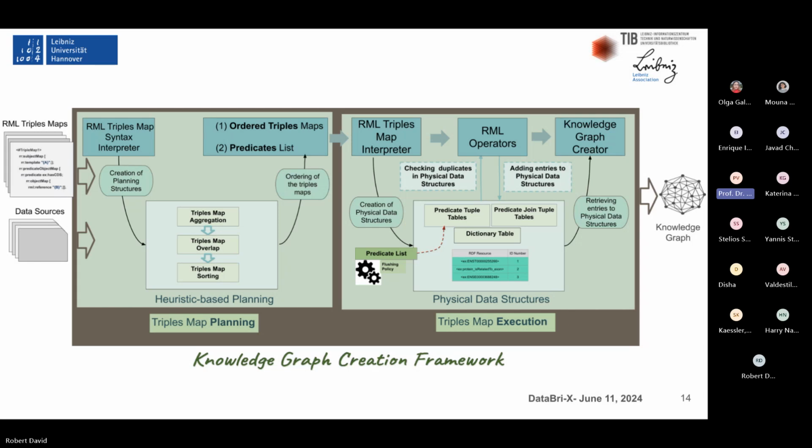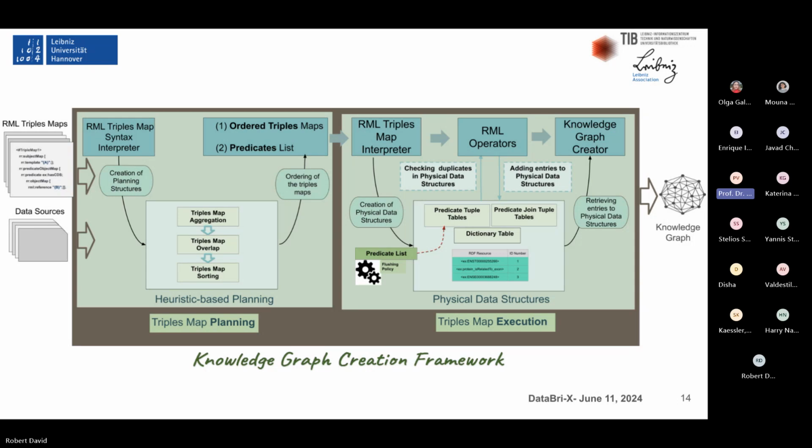And these data management techniques are the ones that are able to transform RML triples and data sources in different formats into a knowledge graph. And with that, we have two stages, where in the first stage we are planning the execution of these triple maps, in the same way that we plan the execution of a query that is evaluated over a knowledge graph, for example. So we see this as an optimization problem.